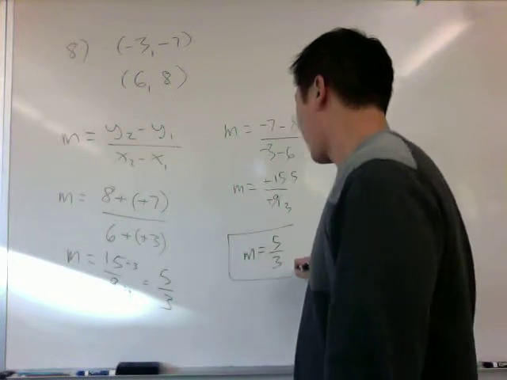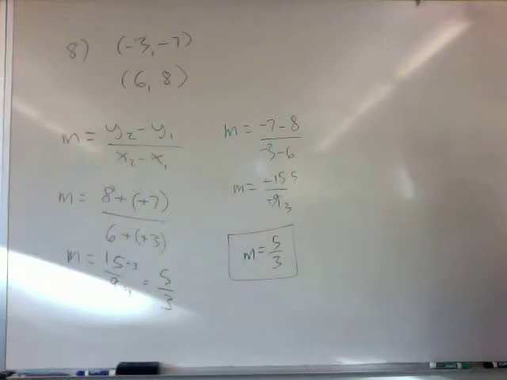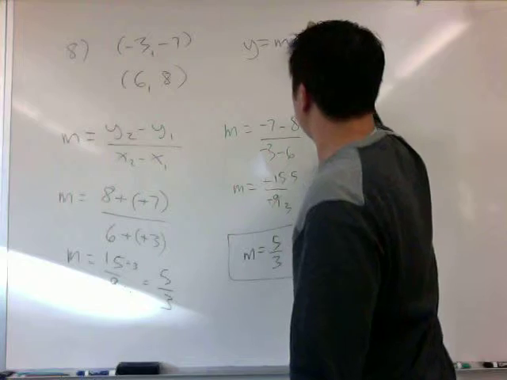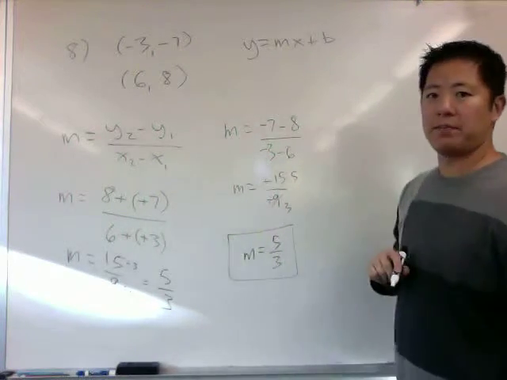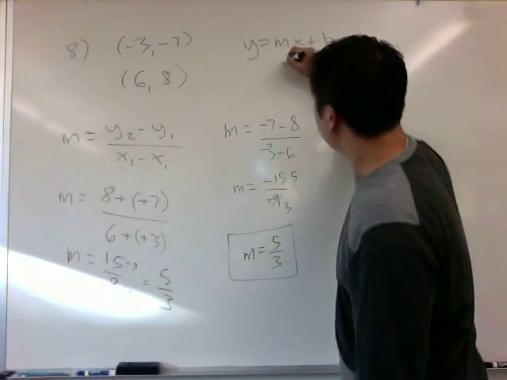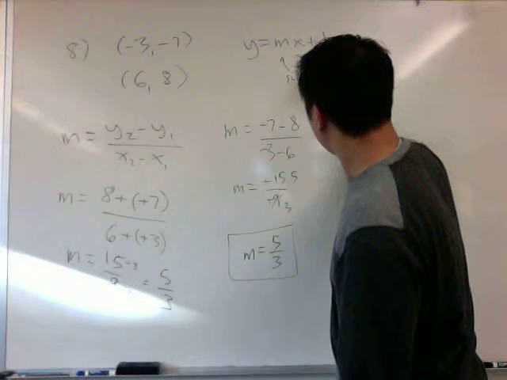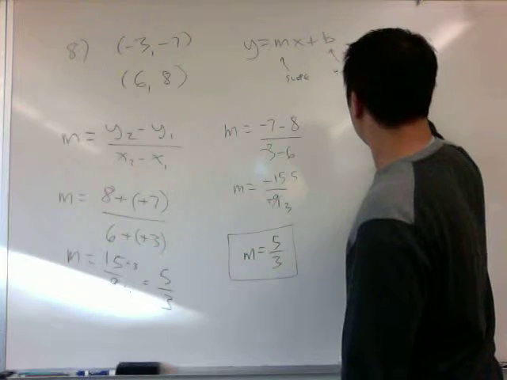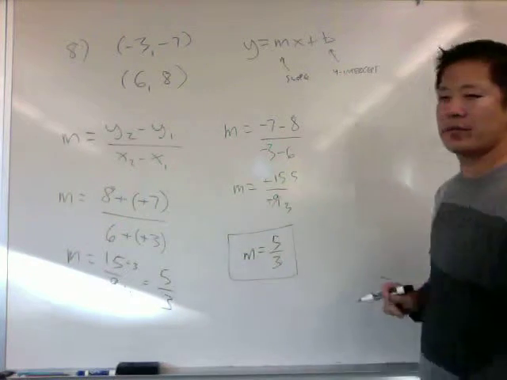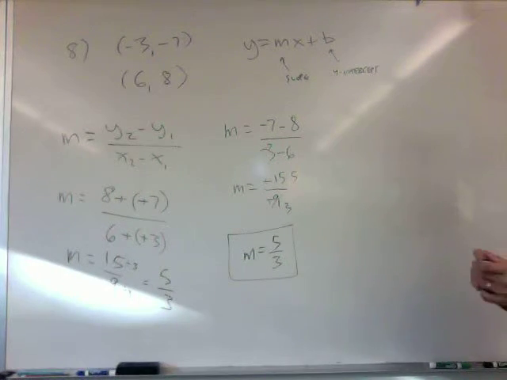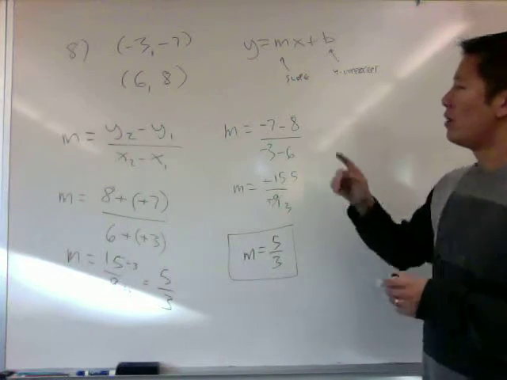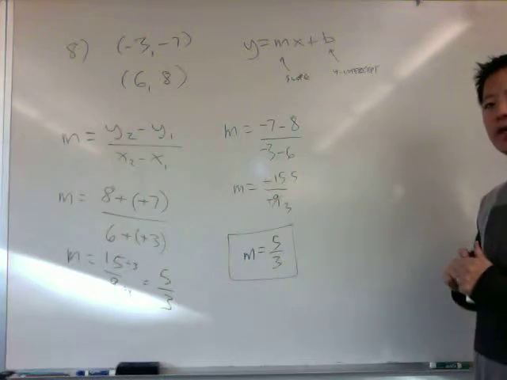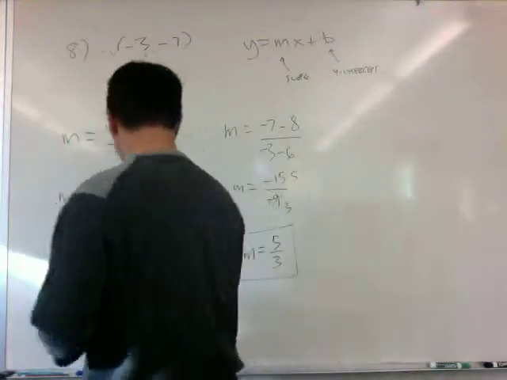That's half the battle. Because our overall objective is to get into this format, mx plus b, where m is the slope and b is the y-intercept. Well, we found the slope, so now we just need to find the y-intercept. As long as we know the slope and we know 1 point, we can find what that y-intercept is by substitution.